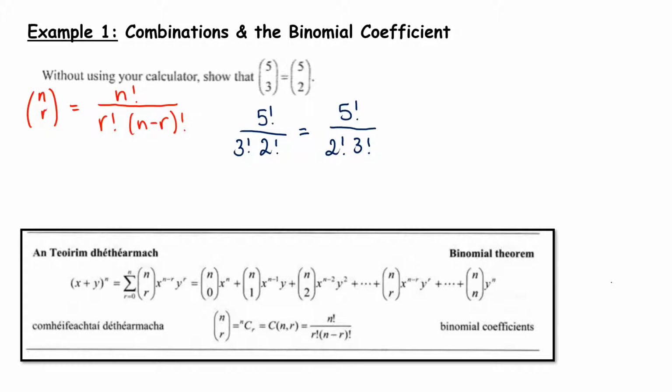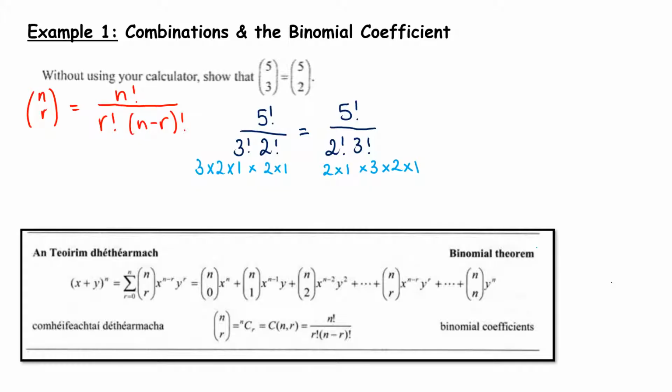And that is true. The reason it's true is because 3 factorial is 3 by 2 by 1, and 2 factorial is 2 by 1, while this is 2 by 1 by 3 by 2 by 1. We're multiplying exactly the same thing, and since the order does not matter when we multiply, this is true. As we're working with this, we can clearly see that this is true no matter what.